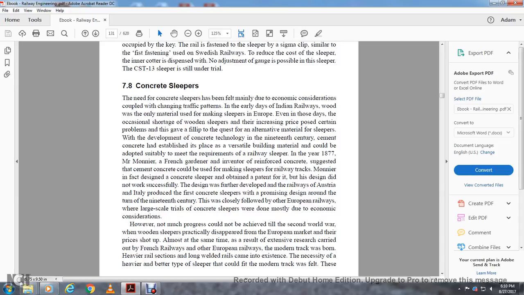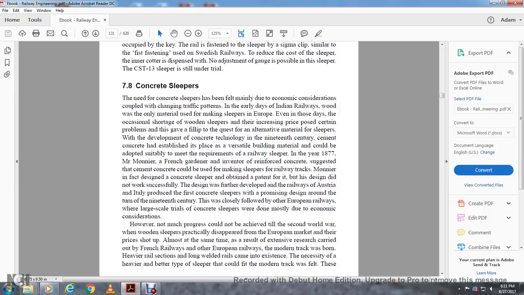In the year 1877, Mr. Monnier, a French gardener and the inventor of reinforced concrete, suggested that cement concrete could be used in making sleepers for the railway track. Monnier in fact designed the concrete sleeper to obtain a patent for it, but his design did not work successfully. The design was further developed by the railways of Australia. Italy produced the first concrete sleepers with a promising design around the turn of the 19th century. This was closely followed by the European railways with large-scale trials. The concrete sleepers were adopted mostly due to economic considerations.